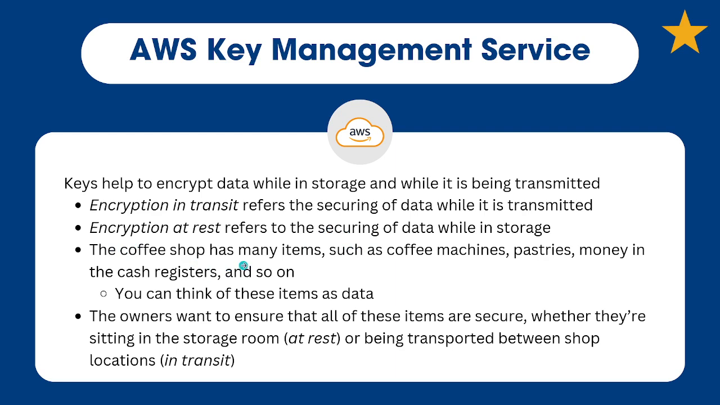If we bring it back to the coffee shop, it has many important items: machinery, the food, the money as well. You can think of these items as data in terms of encryption. So the owners want to ensure that all of these items are secure, whether they're sitting in storage, that'd be your at-rest data, or they're being transmitted between the shop and other locations, maybe between shops or a distributor. That'd be your in-transit data. So whether it's at rest or in transit, it's going to have that protection of encryption.